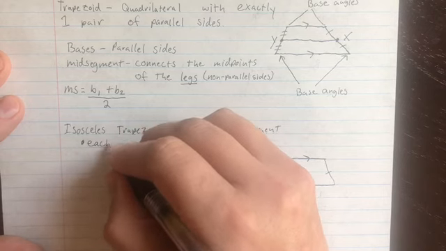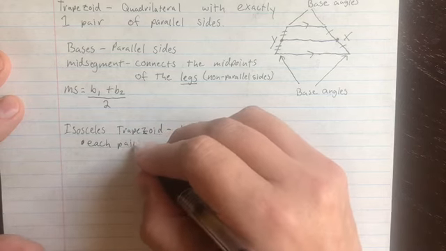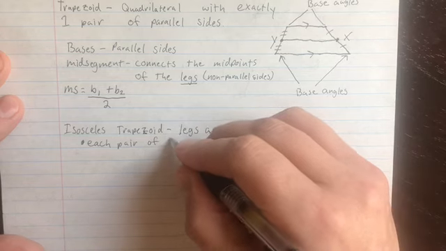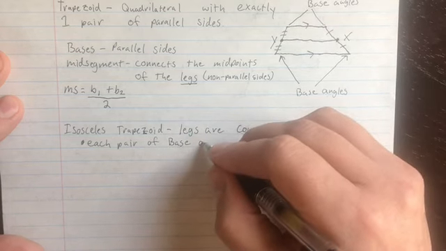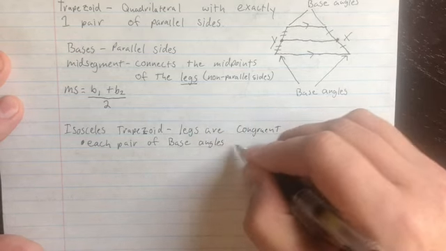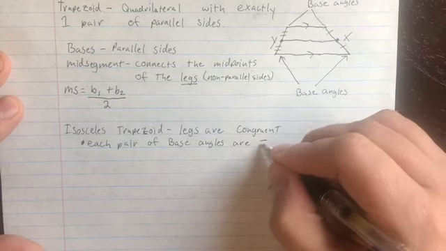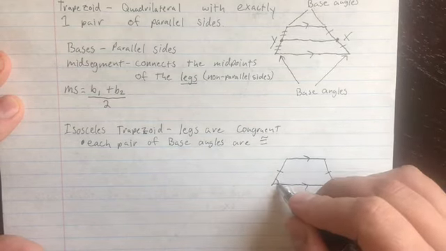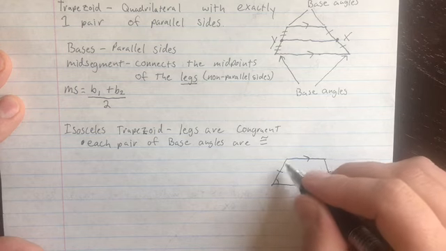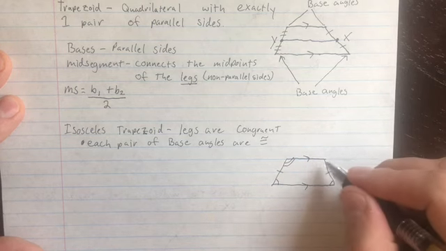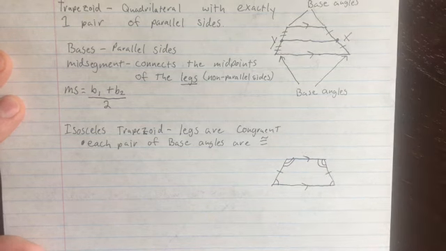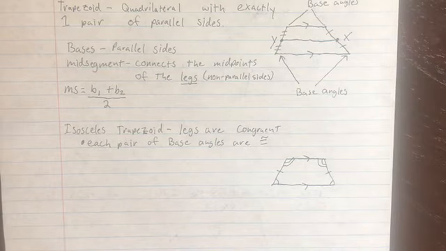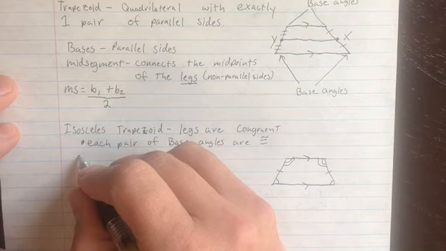Each pair of base angles are congruent. So I need to mark those too. Tick marks on our two base angle pairs. Okay. The last step, I'm going to draw a new diagram for it.